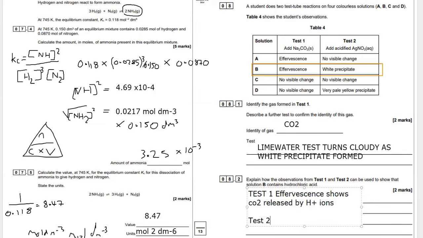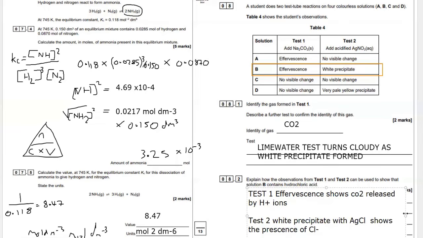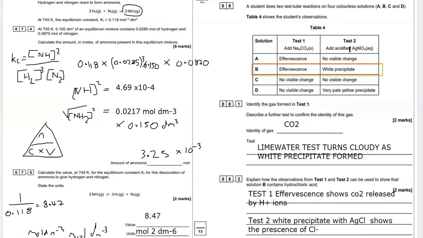So test 2, white precipitate with silver. Silver chloride shows the presence of chloride ions. Okay, so this is going to tell me that chloride ions are present because we're doing the halide test for test 2. We're adding acidified silver nitrate, so nitric acid and silver nitrate. Nice. All right, let's move on.